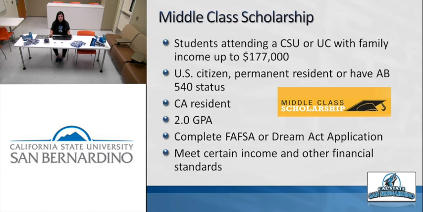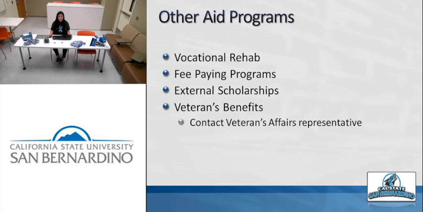The Middle Class Scholarship is for students attending a CSU or UC with family income of up to $177,000. They must be a U.S. citizen, a permanent resident, or have AB 540 status. They must be a California resident, have at least a 2.0 GPA, and complete a FAFSA or DREAM Act application. They must also meet certain income and other financial standards, which would be determined by the information you put on the FAFSA.